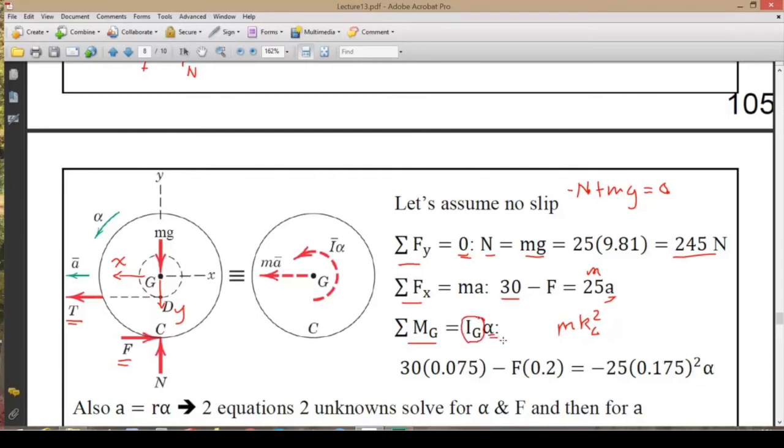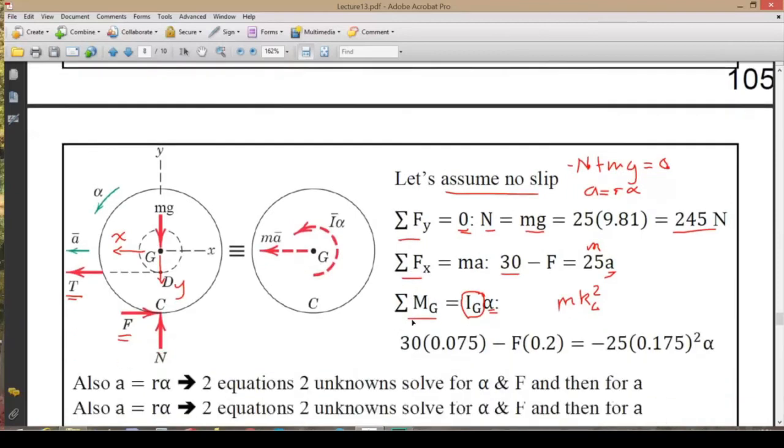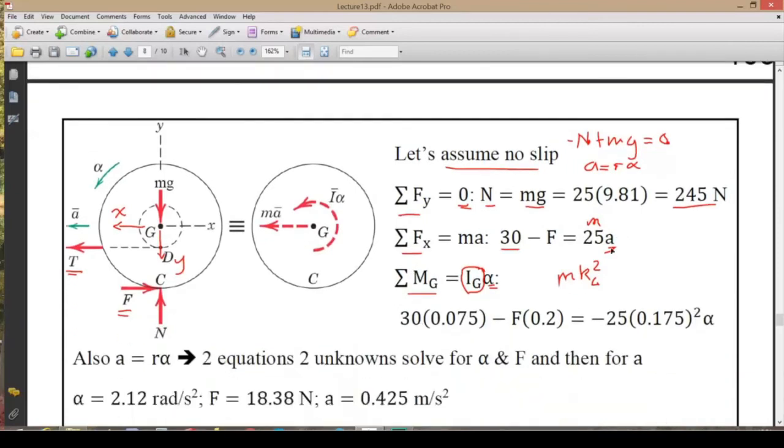Alpha, again, is something I don't know. But with respect to this assumption, assume that there's no slip, then A and alpha are related to each other. A would be equal to R times alpha. R is the radius of the wheel, and the radius of the wheel is given to us as 200 millimeters. So we have some information about this A. I can actually interchange this A with R alpha, and this is what's done over here. There's that information.